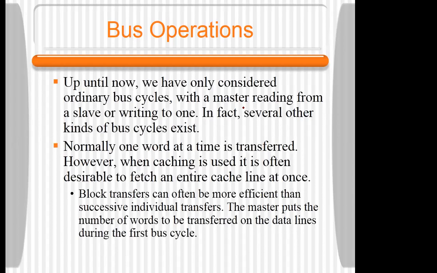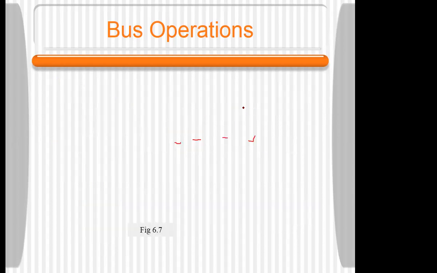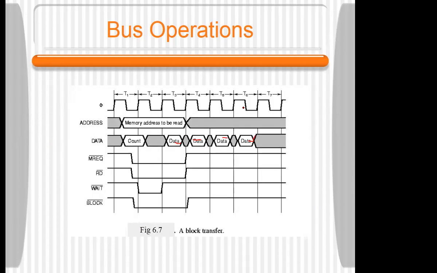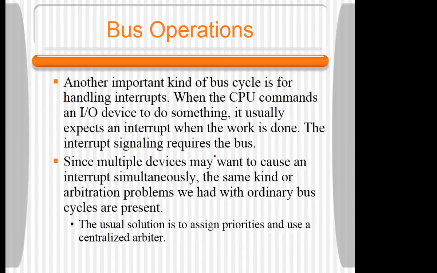So we're saying we've considered the ordinary cycles, but we realize that there are also some other cycles like bus operations which involve transfer of blocks of data, and also that timing also is shown as in the diagram. Then we also talked about the need for interrupt handling.